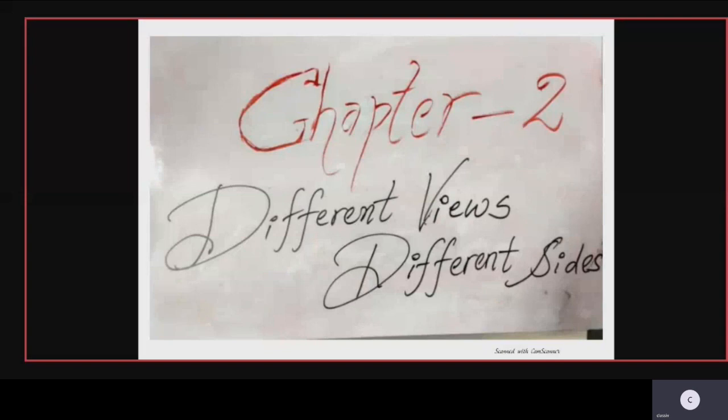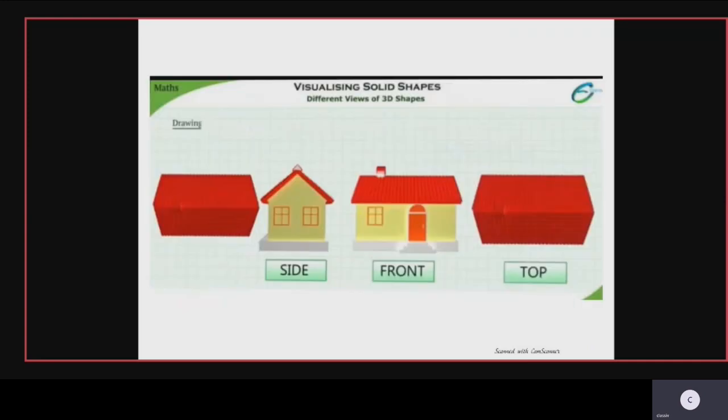So today in this session, I'll just go on with the overview of chapter 2, class 4 mathematics, different views, different sides. Whatever I'm saying today, please make a note in your classwork. Anyhow, it is completed. These are just the notes. Different views of 3D shapes.